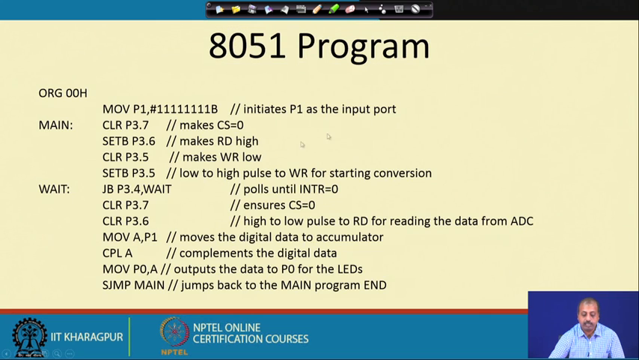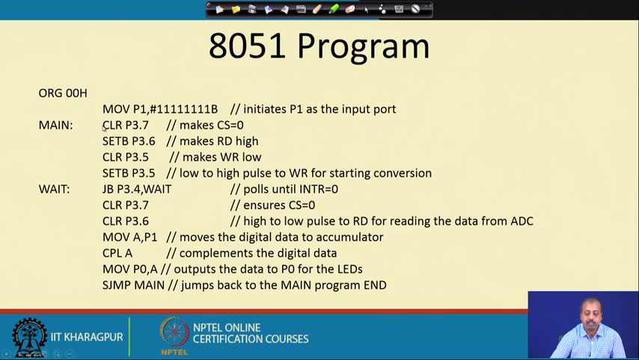So, this is done here. After getting the P1 port content into accumulator A, we complement A, and this complements all the bits. Then mov P0, A. This will output the data to P0 for the LEDs. This pattern will go to P0, and then SJMP main. So we again go here.